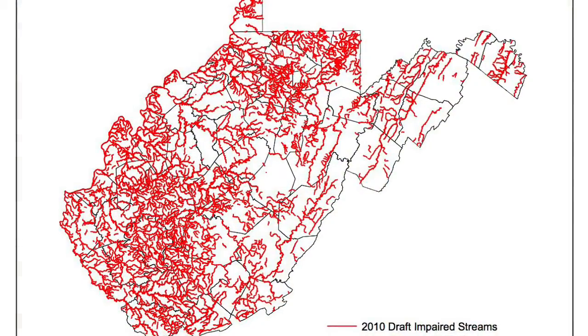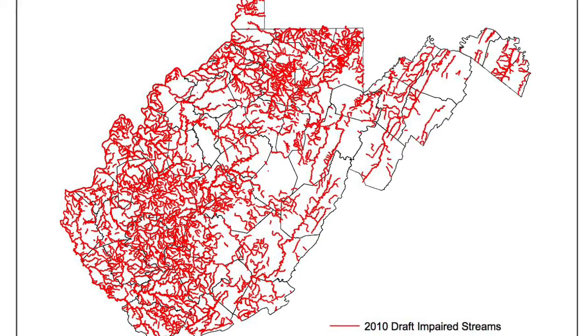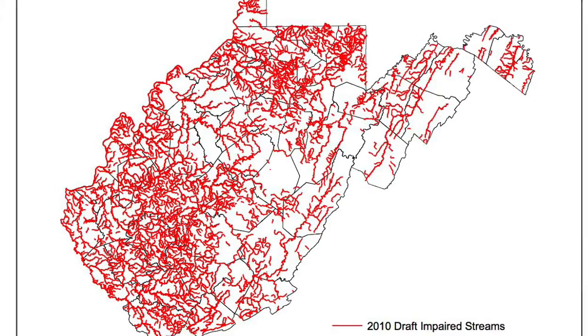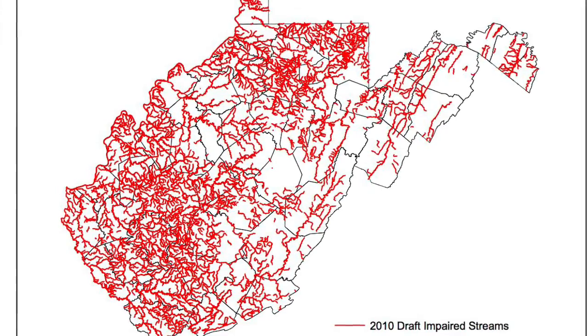The state of West Virginia currently has 484 streams that have been affected by AMD. These streams altogether make up 2,852 miles of polluted acidic water.